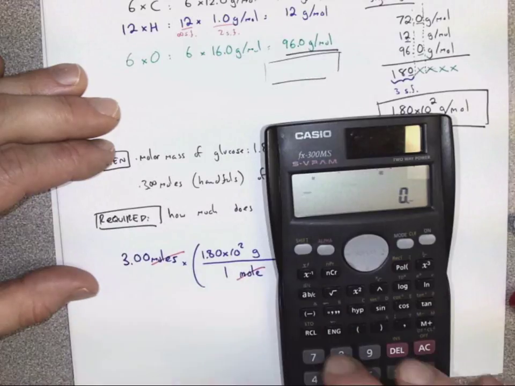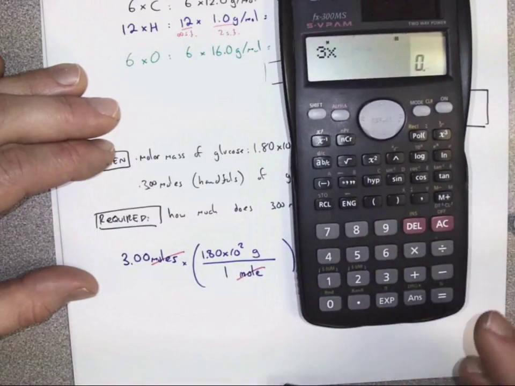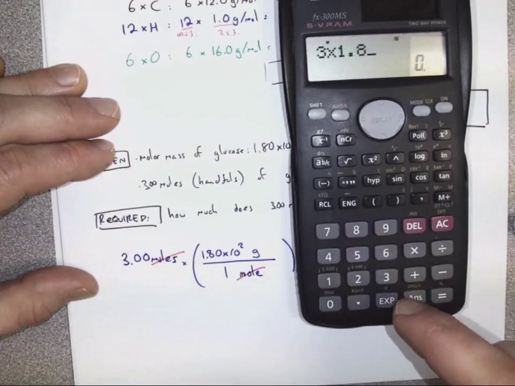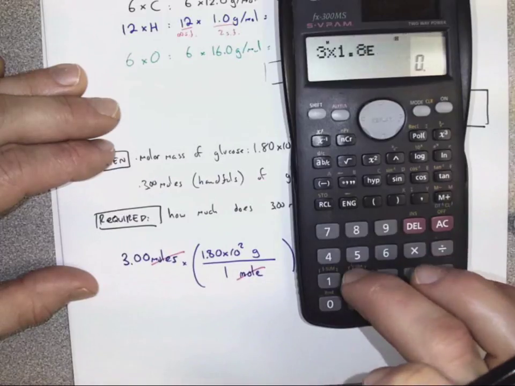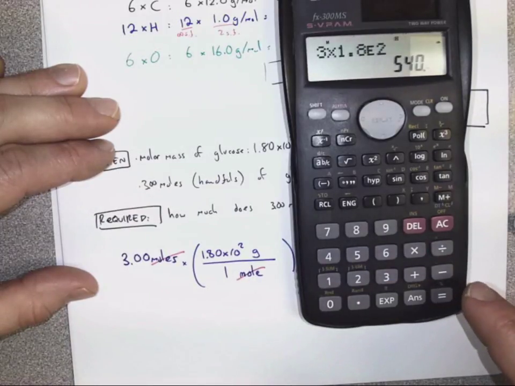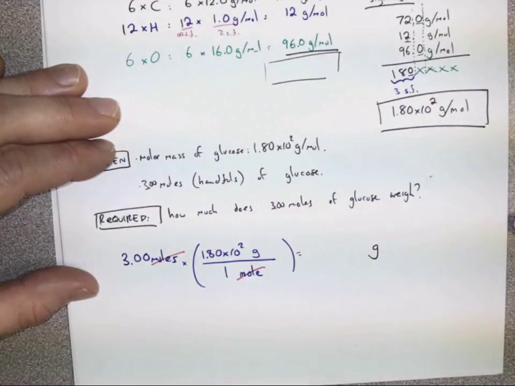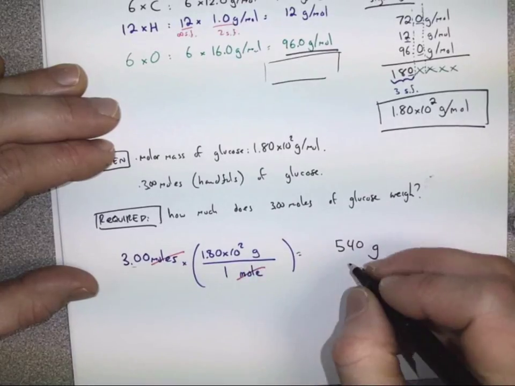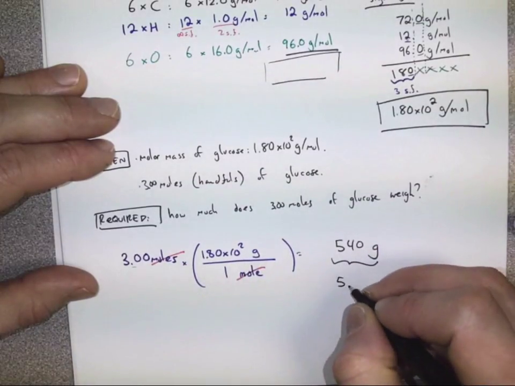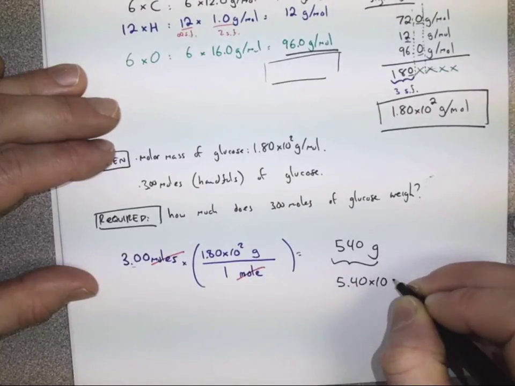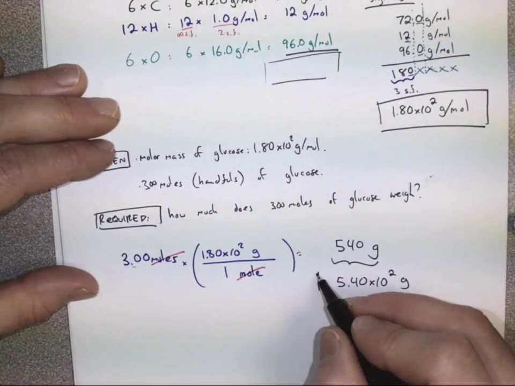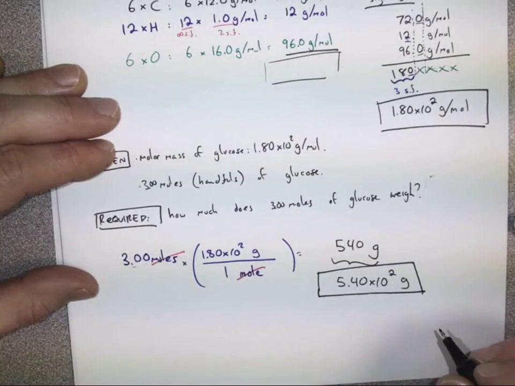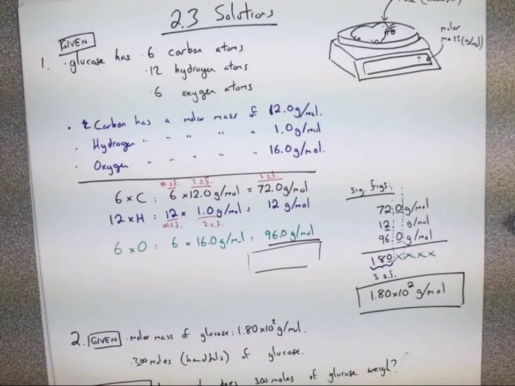So I'll just do the multiplication here. 3 times 180, but I can type it in scientific notation just to remind us of how to do that: 1.8 times 10 to the power of 2. That's 540. Now, again, I'm going to have 3 sig figs here, so 540 grams. This should have 3 sig fig answers, so that becomes 5.40 times 10 to the 2 grams. That's how much 3 handfuls of glucose weighs. Okay, let's move on.